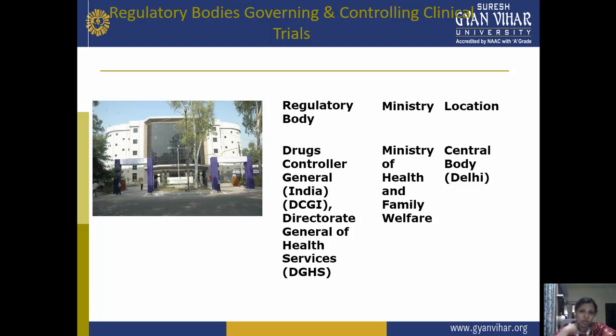Okay, now you should know the full form, as I have always been saying, you should know the full forms related to the regulatory authorities. Like if we say MHRA, you should know the full form of MHRA. Similarly, for DCGI and DGHS, DCGI is Drug Controller General of India, and DGHS is Directorate General of Health Services.